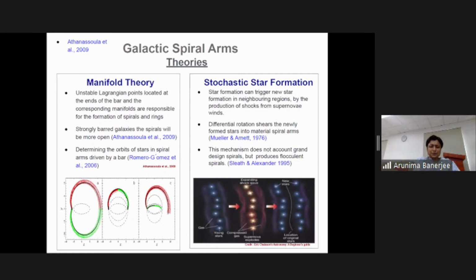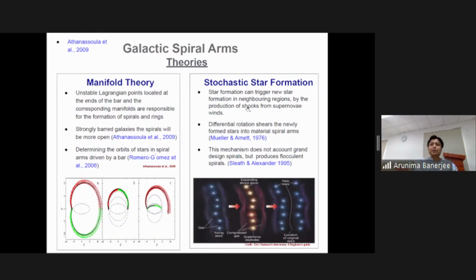There are other theories also, manifold theory and stochastic star formation. Manifold theory is again something: if you have a bar-like pattern at the center of the galaxy, this is again a non-axisymmetric entity. It will also have its own quadrupole moment, and it will drive spirals. I mean, it will lead to the formation of spiral patterns in the galaxy. This is just the manifold theory.